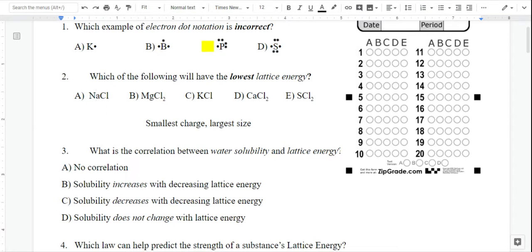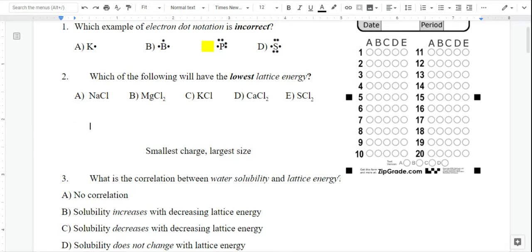Looking at the charges for each of these, we have sodium +1 and chloride -1. Magnesium's +2, chlorine's -1. Potassium's +1, chlorine's -1. Calcium's +2, chlorine's -1. And we don't care about subscripts. That doesn't matter. So of these options, the ones we're going to focus on are A and C. They're the ones with the smaller charges that'll have lower lattice energies.